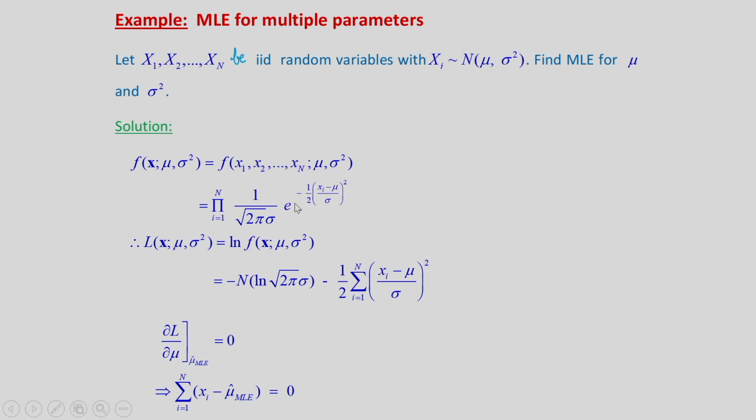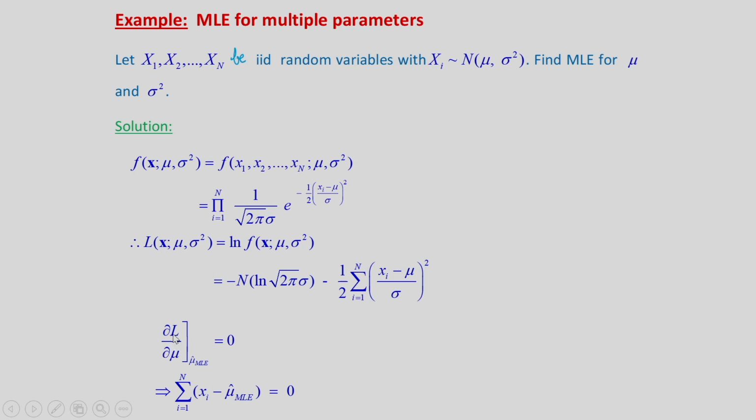Again here the exponential is there, so taking the logarithm will be beneficial. The log likelihood function will be given by minus n log of root over 2 pi sigma minus half of summation i going from 1 to n of xi minus mu divided by sigma, whole square. Now, this is the expression, and we will take the partial derivative with respect to mu and sigma square.